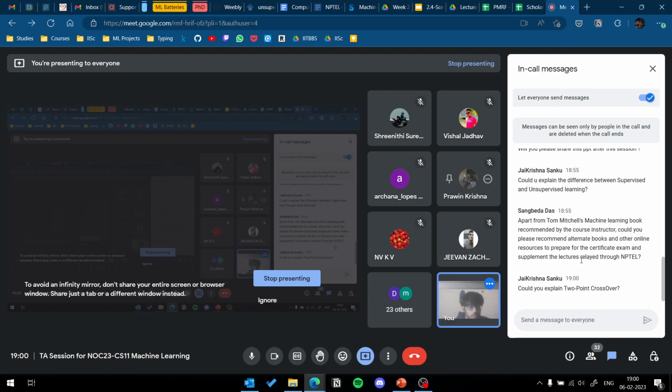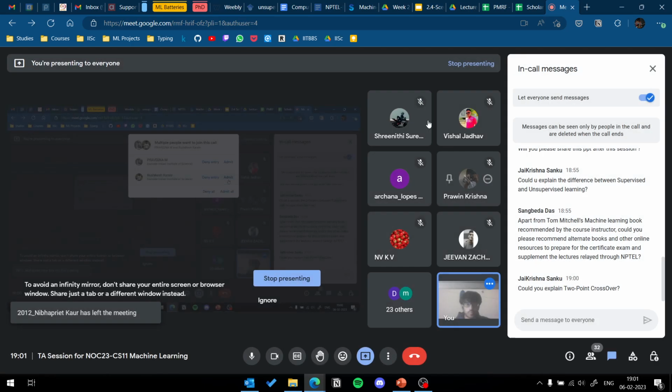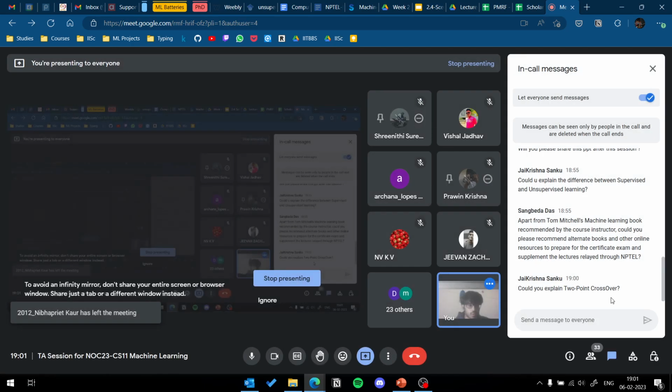Could you explain two point crossover? Okay, I have to admit that I don't know this concept myself. I would get back to you next time with the answer to this question. I noted it down myself. I'll definitely get back to you with the answer.